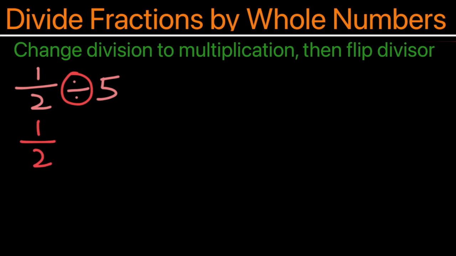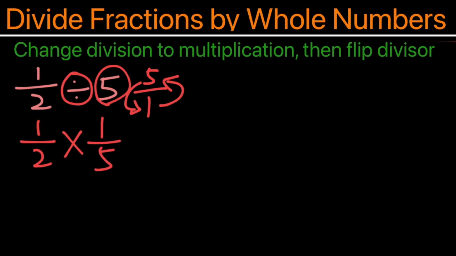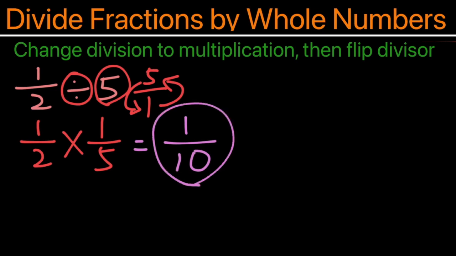So change that to multiplication. And then we will flip the divisor here of 5. So 5 would be 5 over 1. To flip it, it would become 1 over 5. Then we can multiply. And after multiplication, we get 1 over 10. And that will be the answer.